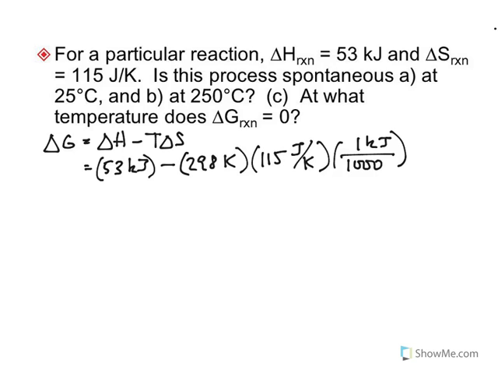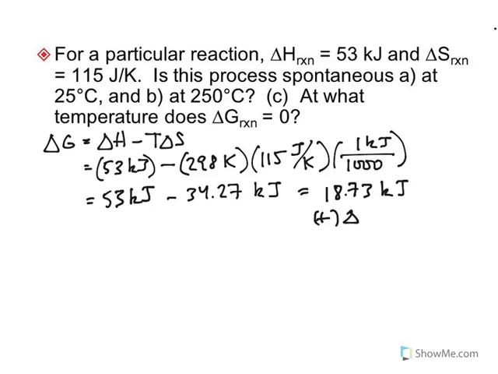So with that, we can figure out delta G. So that's 53 kilojoules, and this is 34.27 kilojoules. So that is equal to 18.73 kilojoules. Since this is a positive delta G value, that means that this is a non-spontaneous reaction at 25 degrees Celsius.